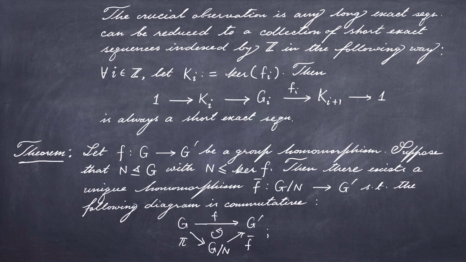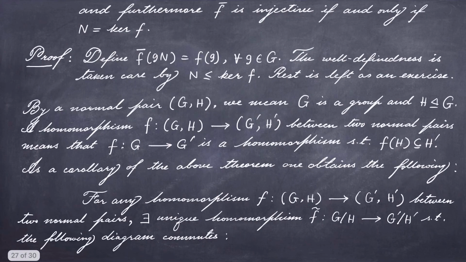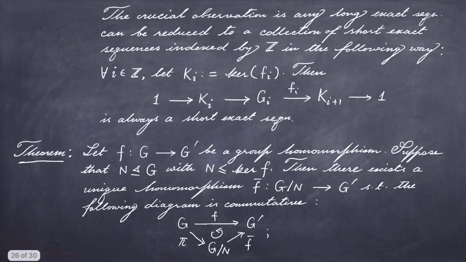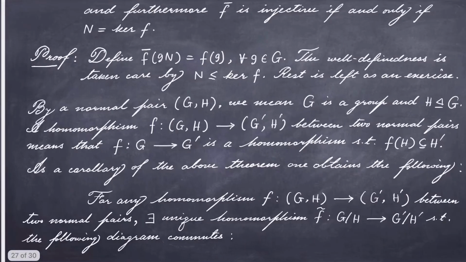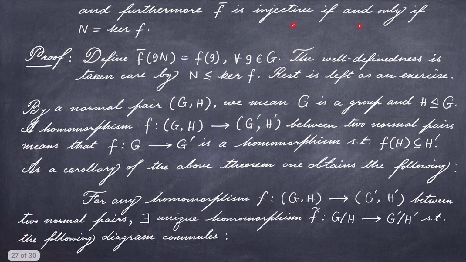So here N does not need to be the whole kernel. As long as it is a normal subgroup contained inside the kernel, we can adopt the same strategy that gives us a map F bar, making this diagram commute. Now this map may not always be injective. It will be injective if and only if we are in the situation of the first isomorphism theorem. Okay.